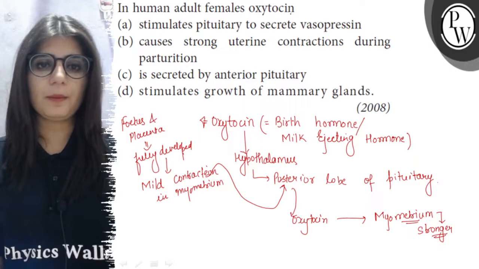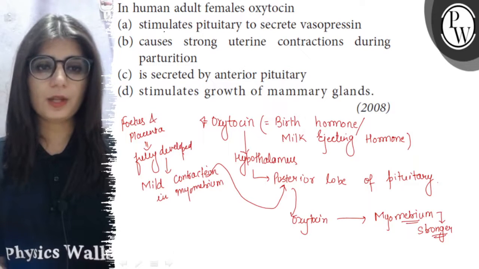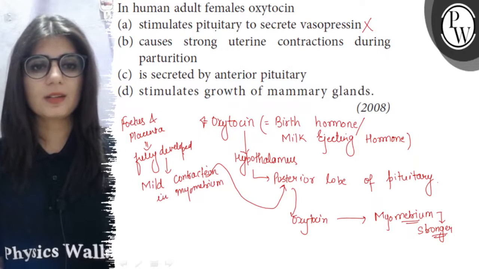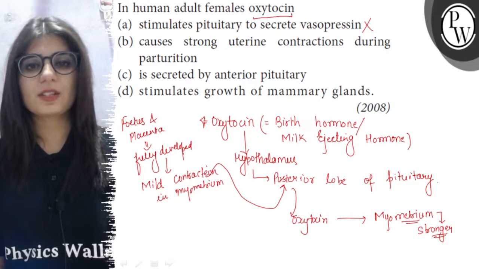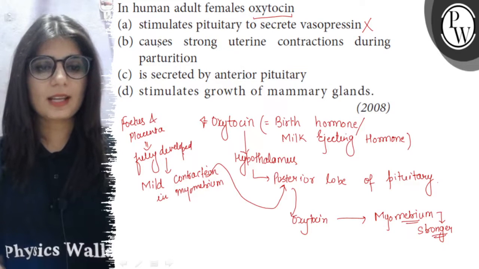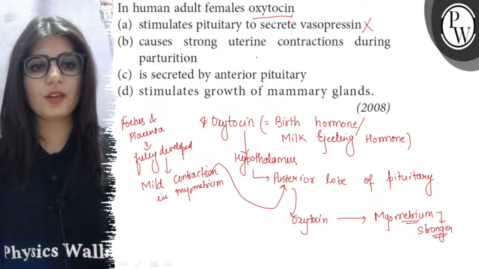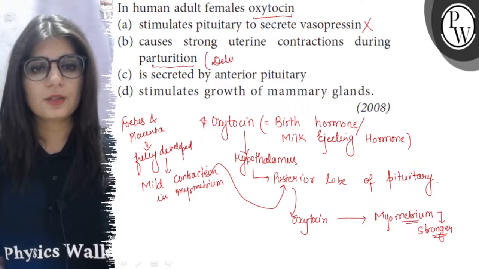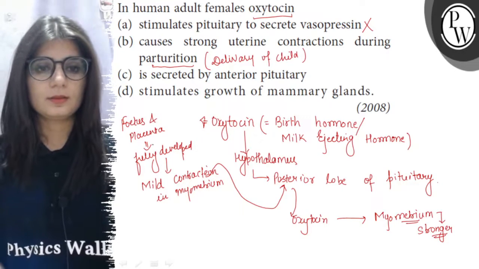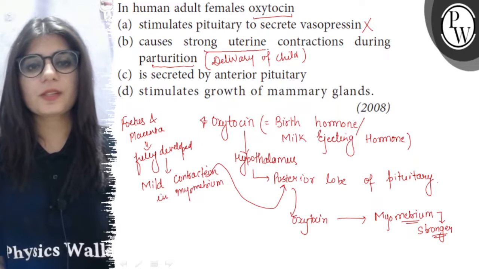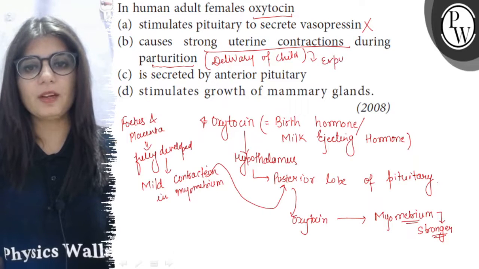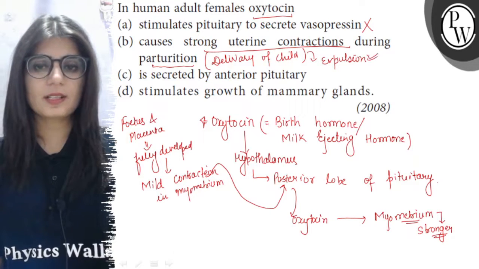So in human adult female, oxytocin, now the option A is stimulates pituitary to secrete vasopressin. This is a wrong statement because the target action of oxytocin is not on pituitary. Now the second is it causes strong uterine contraction during parturition. As I told you, parturition means delivery of the child. So during the delivery of a child, oxytocin acts on the uterus and it causes contraction which are responsible for the expulsion of fetus. So this is a right statement.